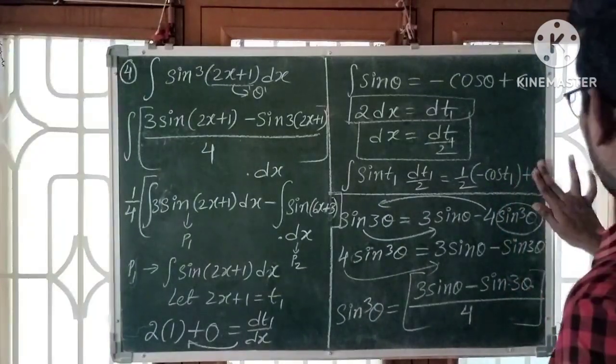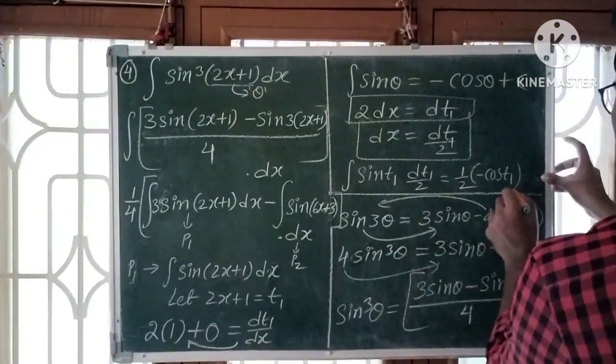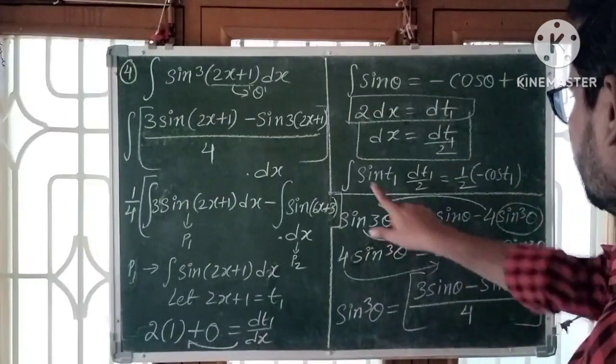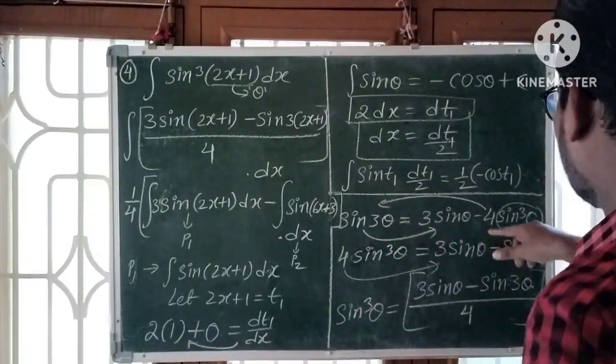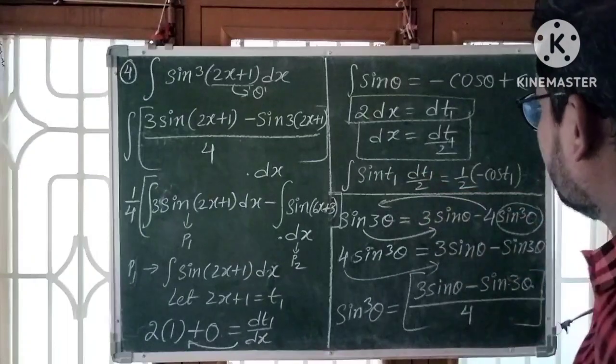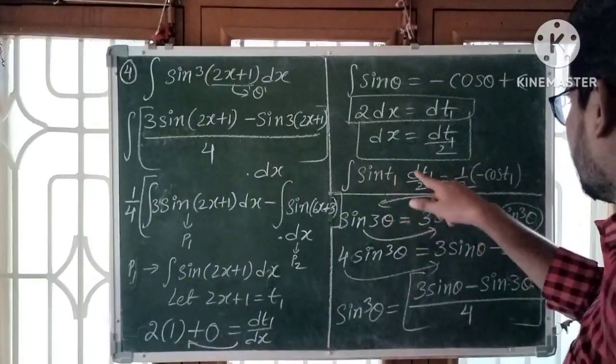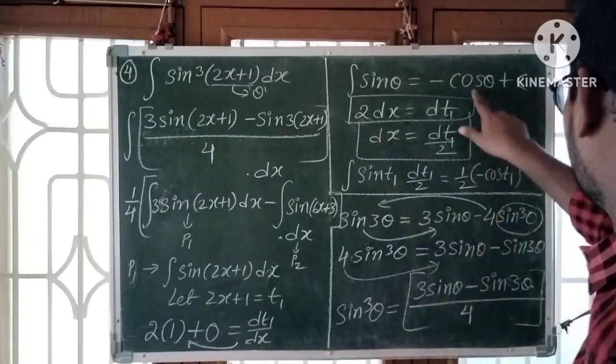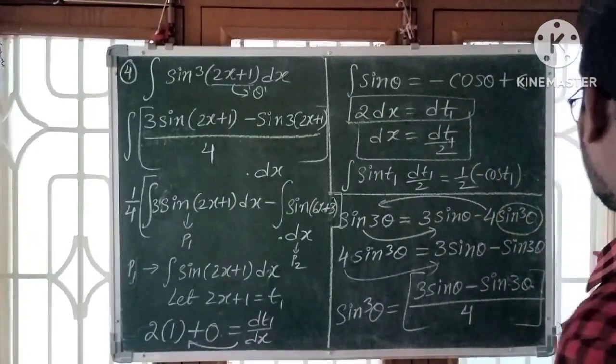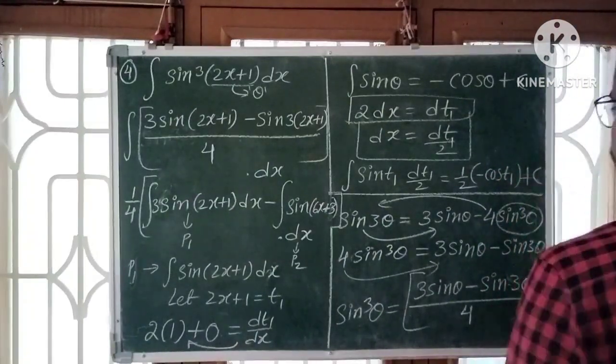At last we can keep the constant, so there is no need to write it here. So the integral of sine t1 dt1 by 2, where 1/2 is constant, is minus cos t1 plus some constant.